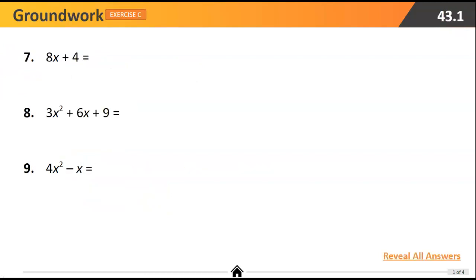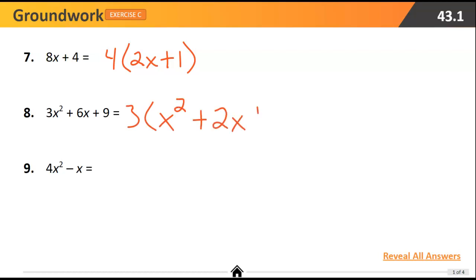And in these last examples, you're actually trying to undo the process, or factor out. So 8 and 4 both have a 4 in common. If we're going to undistribute or factor out a 4, that leaves you with 2x plus 1. The second example, you've got 3x squared plus 6x plus 9. Each of those terms is divisible by 3, so we can factor out a 3. That leaves us with x squared plus 2x plus 3. This last example, 4x squared minus x. Both terms share an x, so that leaves us with 4x minus 1.